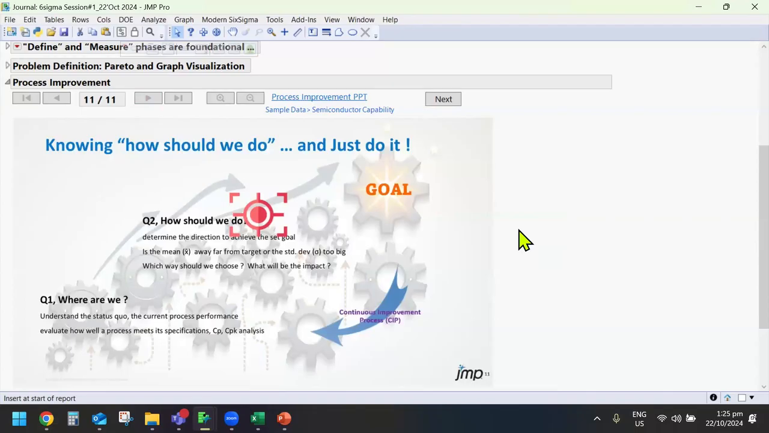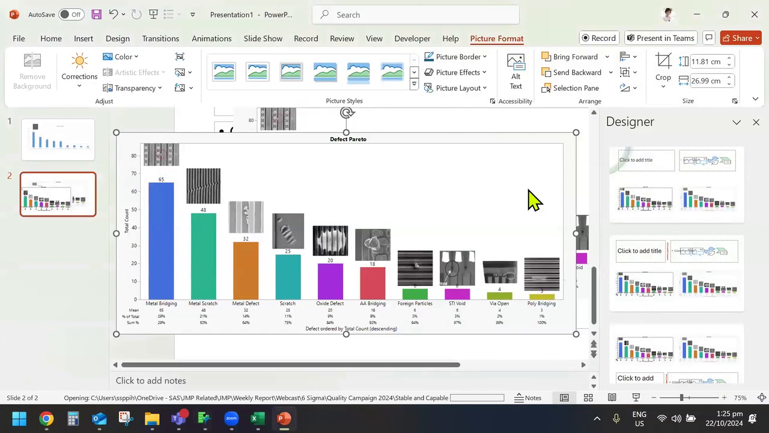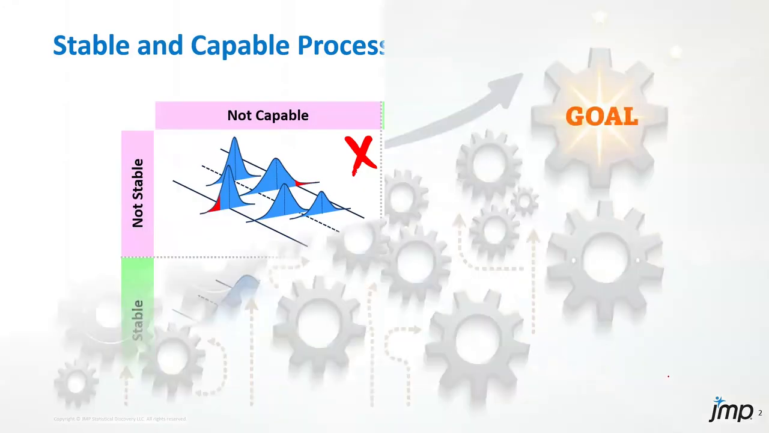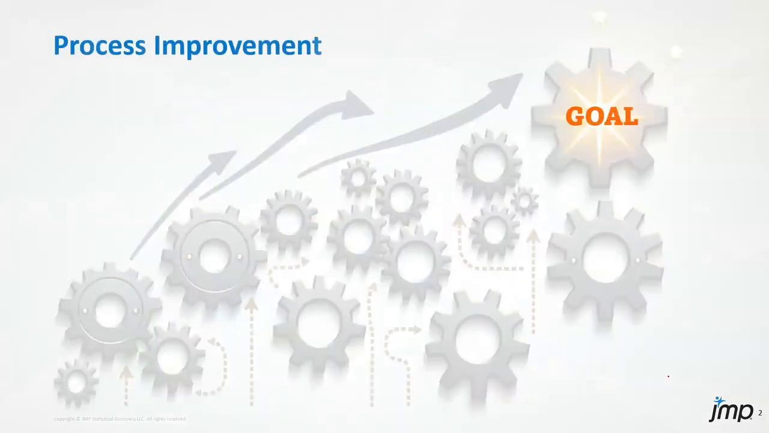Let's move on to the second topic, which is process improvement. Talk about the process improvement. A stable and capable process is always our goal. We want our process to be stable and also capable. In order to achieve that, we need to carry out a lot of process improvement activities, right?